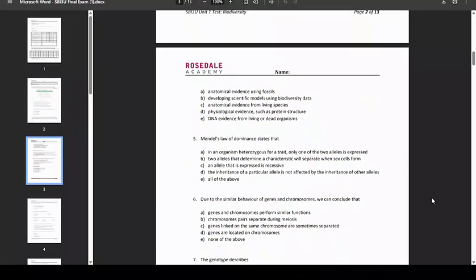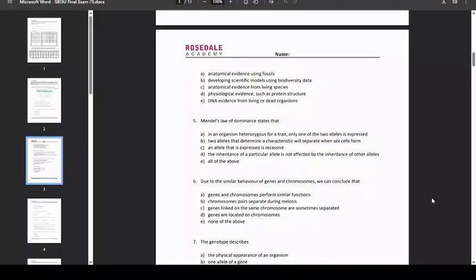Mendel's law of dominance states that in an organism there's going to be a heterozygous trait, and only one of the two alleles is expressed. So this is a definition of Mendel's law of dominance. Therefore, that answer is A.